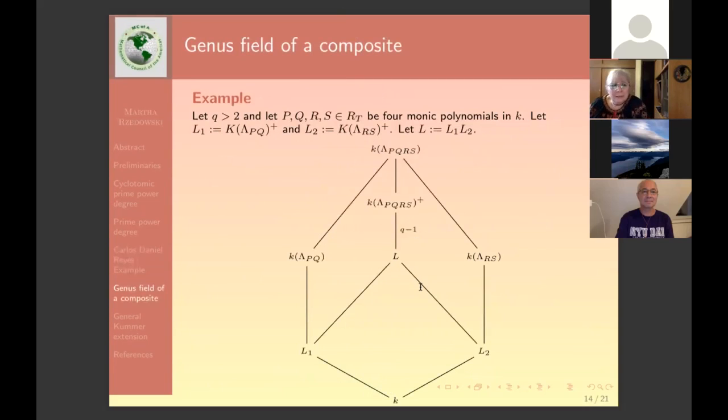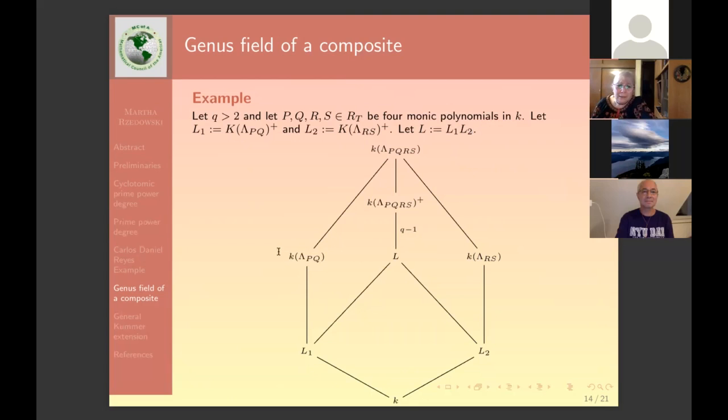Now, we are dealing with only one prime L. We want to have several primes. Therefore, we have to consider the composite of two fields. And we would like the genus of L to be equal to the composite of the genus of L1 and L2, but it's not the case. We have a containment, but generally we don't have equality. And in this example, we present the proper containment.